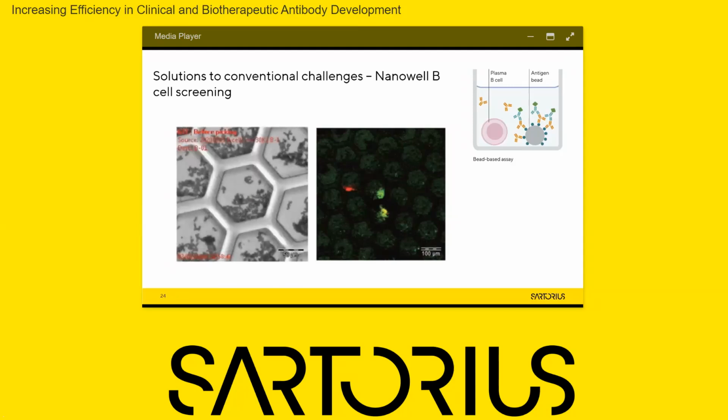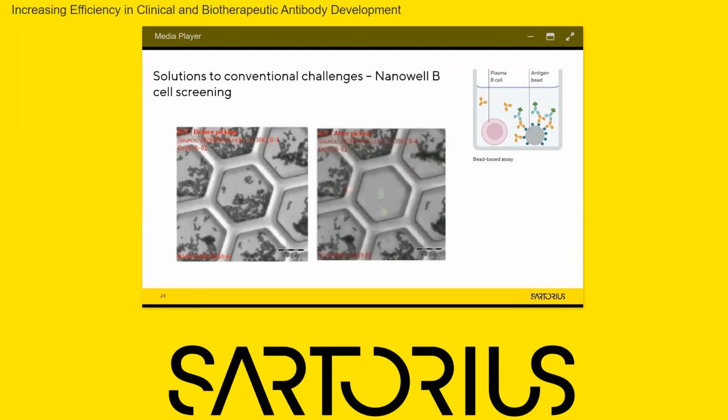On the left-hand side here, we have the well in Brightfield prior to being picked, and then after picking, on the right-hand side, you can see we've removed everything from that well to then analyze further or use for downstream methods and techniques.